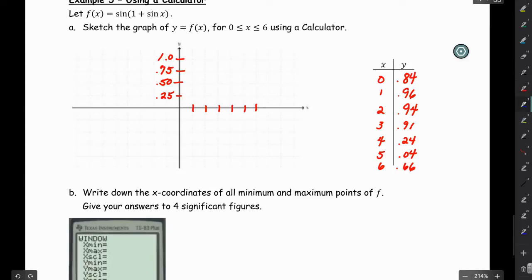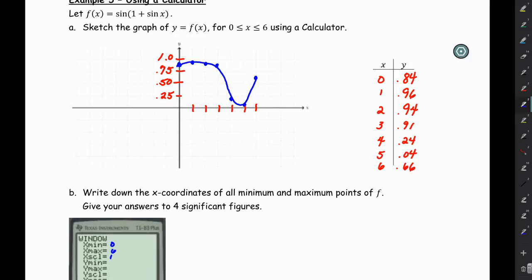And then we'll go ahead and plot the points and sketch the graph. All right, we have a nice sketch of our graph. Part B, they want us to write down the x coordinates of all minimum and maximum points and give our answers to 4 significant figures.